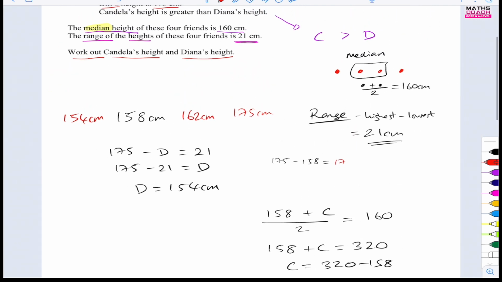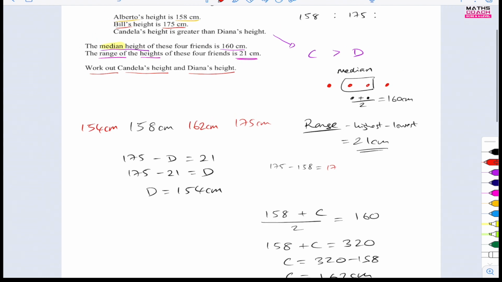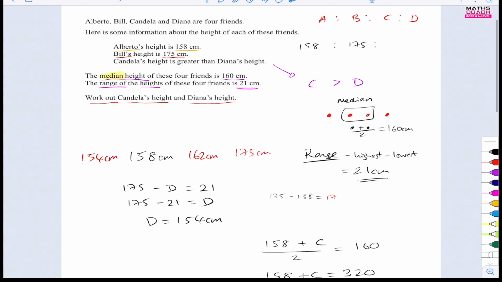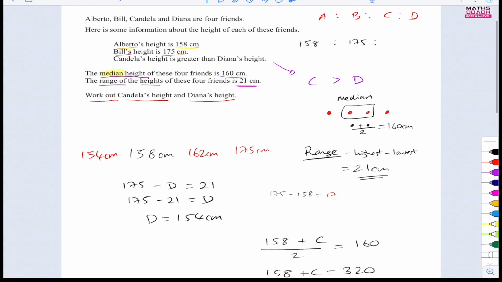Now let's have a look at this. Let's see if everything fits in. So we've got all our values. We found all our values now, and we've put it in order, and it's in ascending order, so starting from the smallest to the biggest. Let's see if everything works out. So this is obviously Bill. 154 is Diana. C is 162, and A, Alberto, is 158. So let's go ahead and check it.